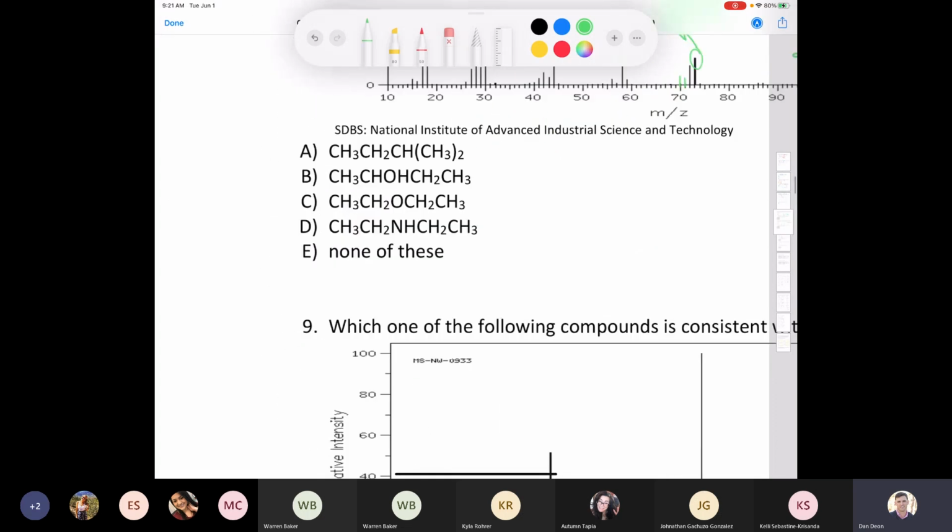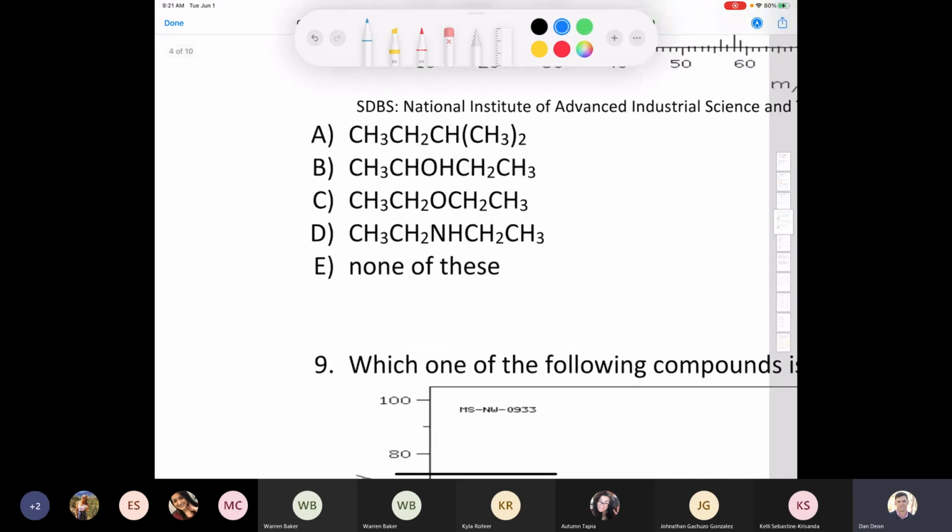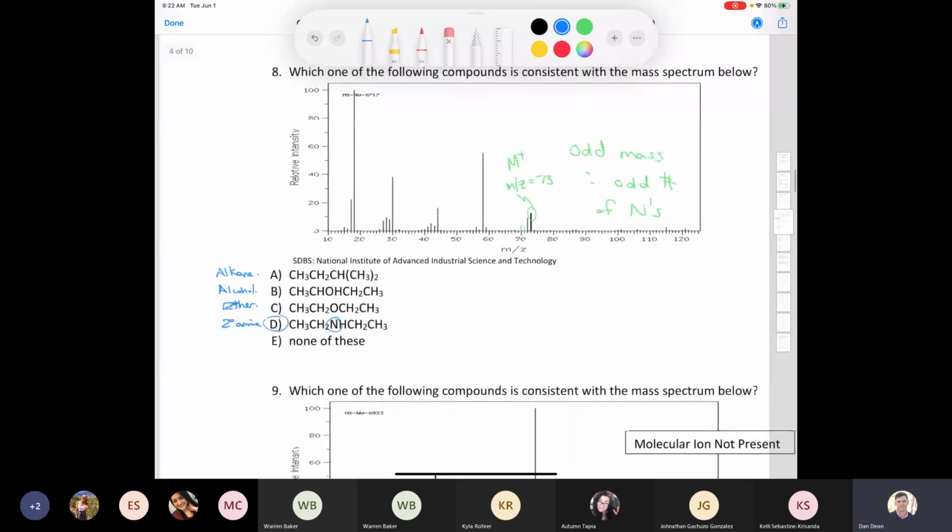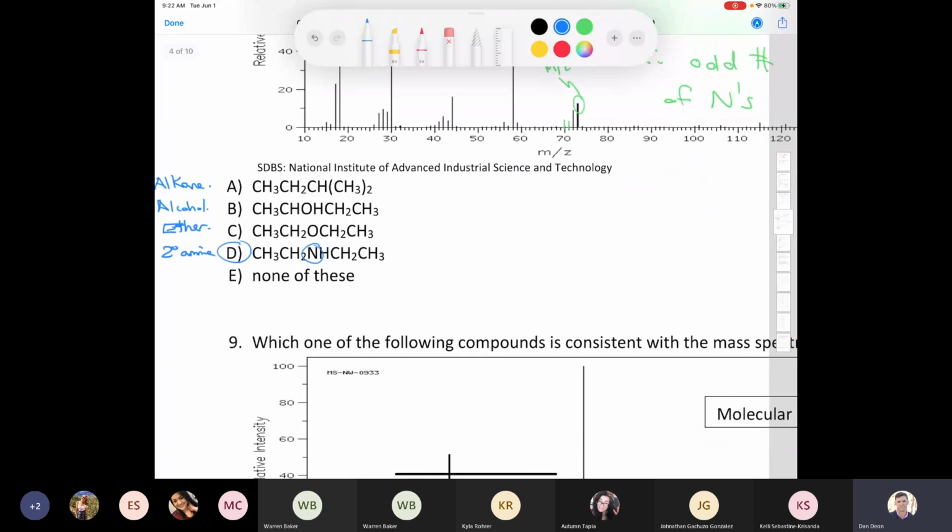Therefore, it's going to have an odd number of nitrogens. If we look at all of the possible compounds, the first one is just an alkane. The next one is an alcohol. The next one is an ether. So I'm looking for nitrogen. This one here is a secondary amine, and it's only got 1 nitrogen in it, so the answer is going to be D. D has 1 nitrogen.